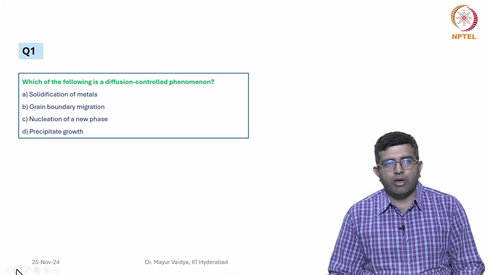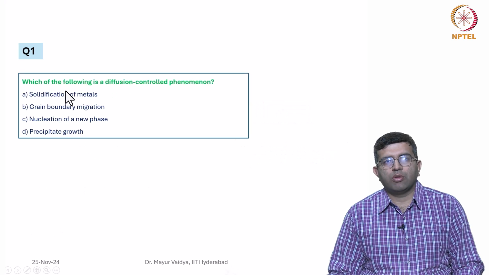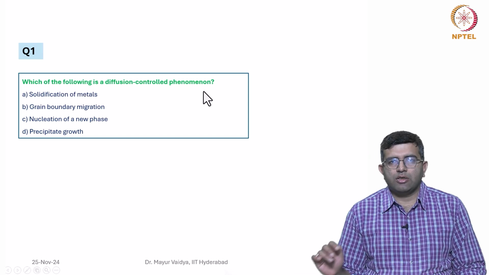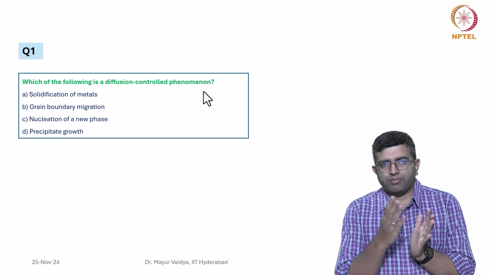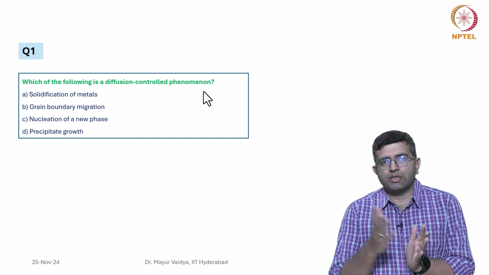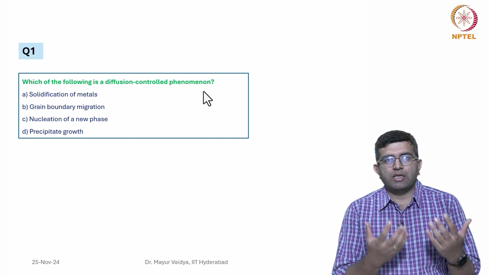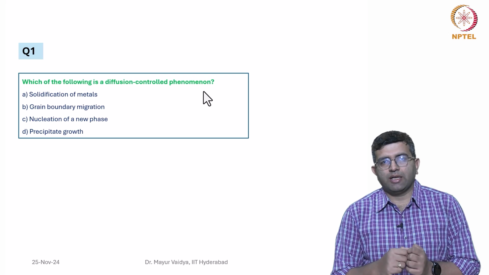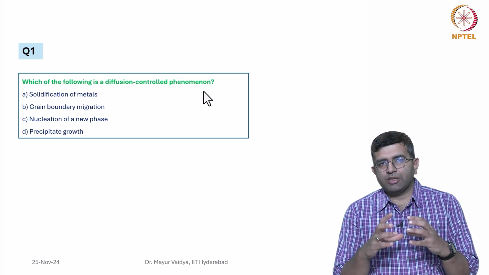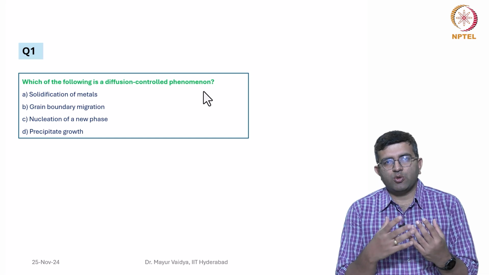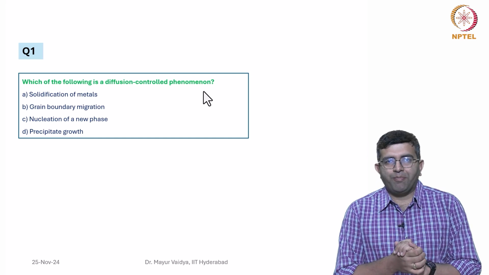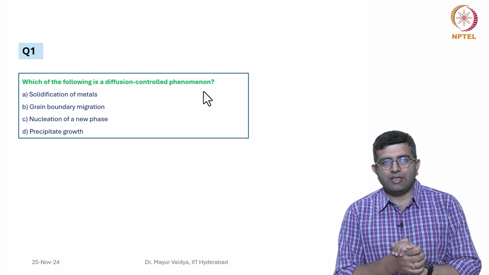Question number 1 is an objective type question. Which of the following is a diffusion controlled phenomena? Just remember that your assignment, as well as later your exam papers, may contain objective questions where there may be multiple correct answers. Wherever there are multiple correct answers, we need to identify all of them correctly. There is no partial marking.